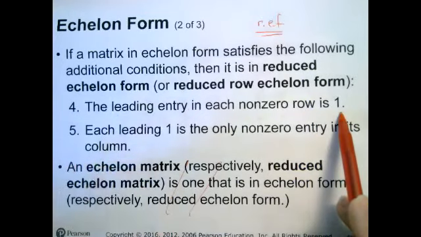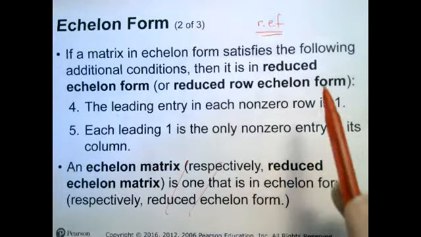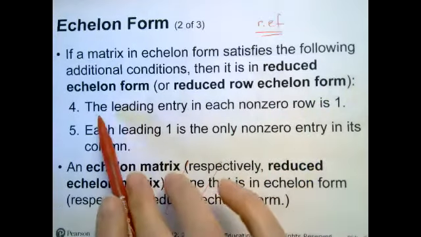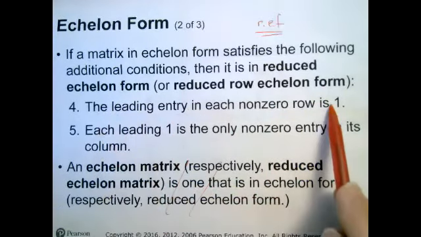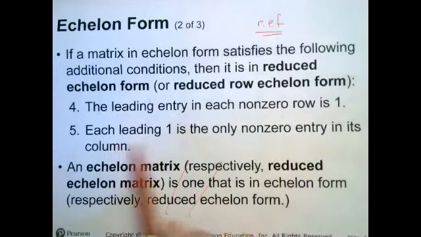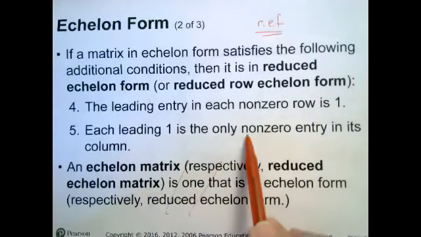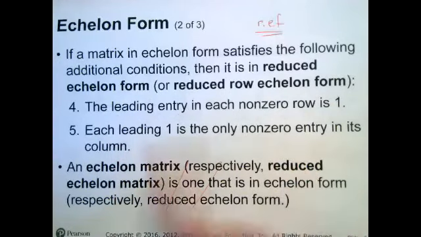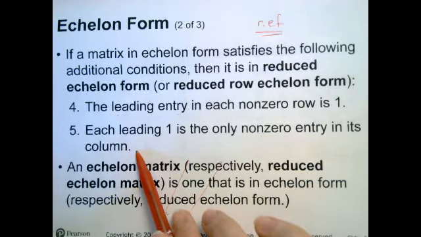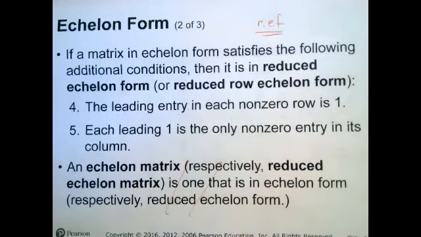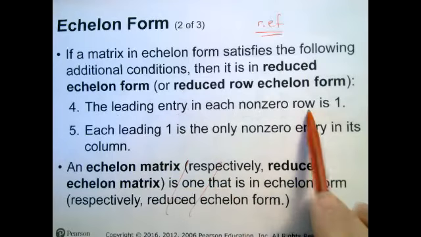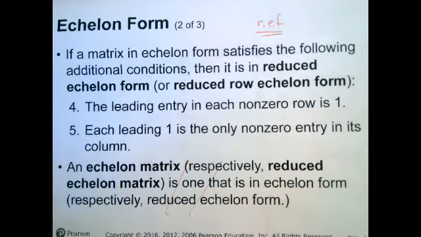So suppose you have a matrix in echelon form. We say it is in reduced echelon form if every leading entry is 1, and every leading entry is the only non-zero entry in its column. So reduced echelon form has to satisfy something else. The leading entry has to be 1. Every leading entry has to be the only non-zero in its column.